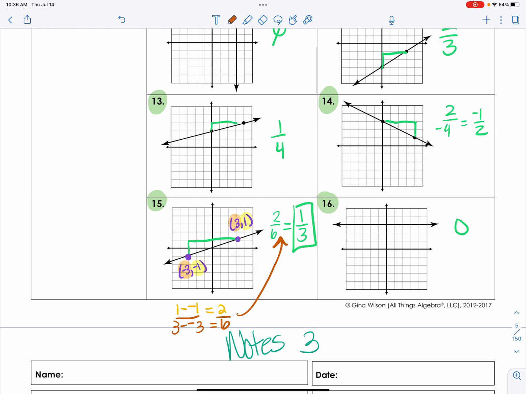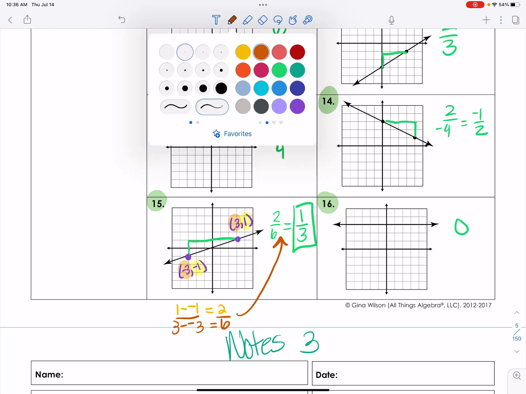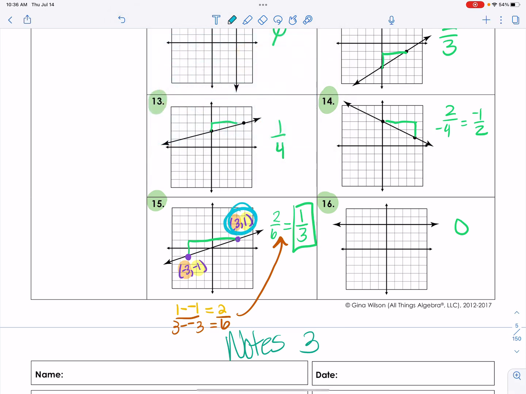I could have subtracted the other direction. So I started with this point, and then I subtracted that point. Okay, I'm going to come over here to the side. If I start with this point and subtract this, I would have a -1 minus 1, which is a -2. And I would have a -3 minus 3, which is a -6. And a negative and a negative is a positive 1/3.